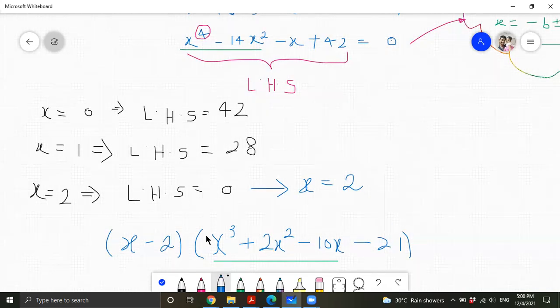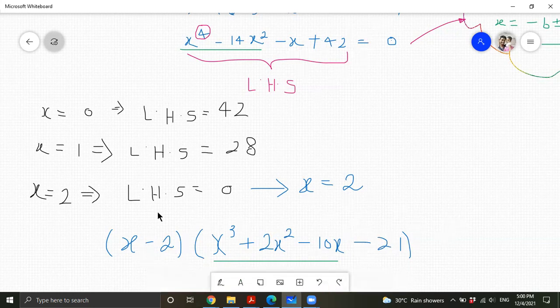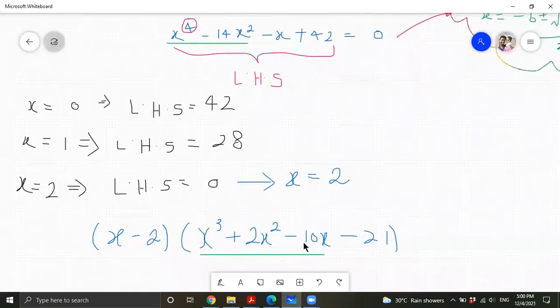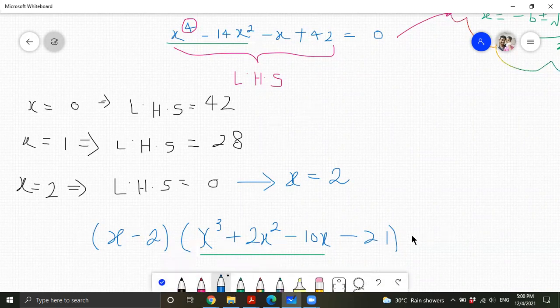Now let us check whether this factor is the same. If I multiply this minus 21 with minus 2, that will make 42, right? So that means I have correctly found the other factor. If you doubt this factor, you can simply multiply x minus 2 with this factor and you can find it will be equal for sure, right? Believe me. Okay.